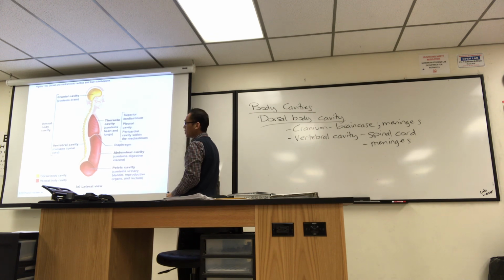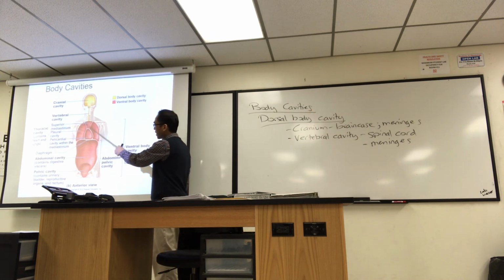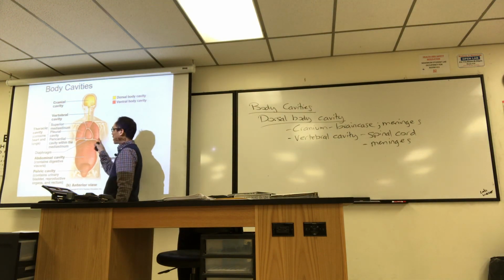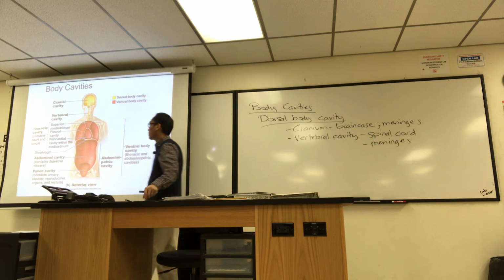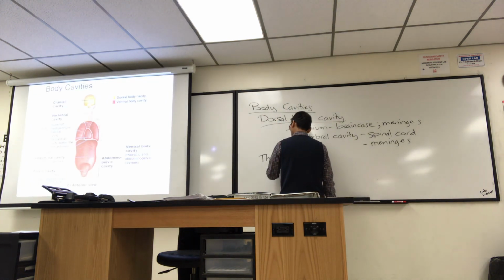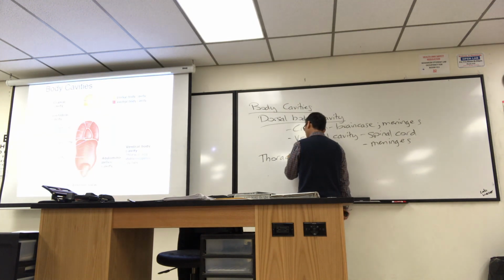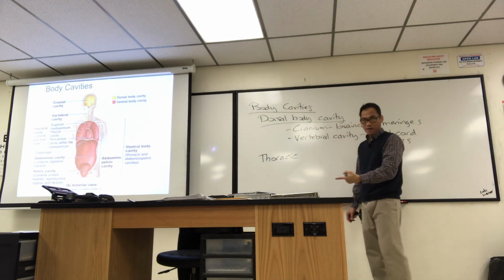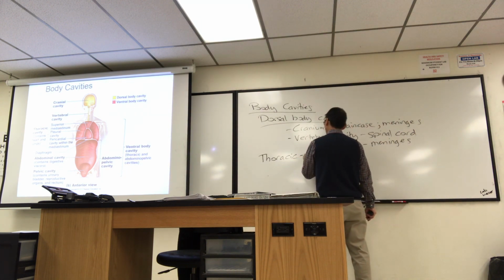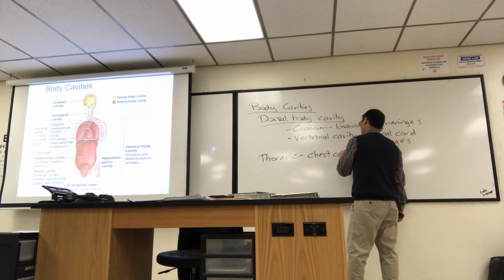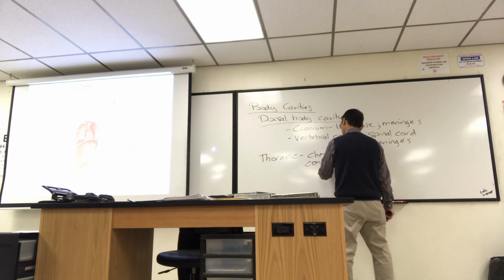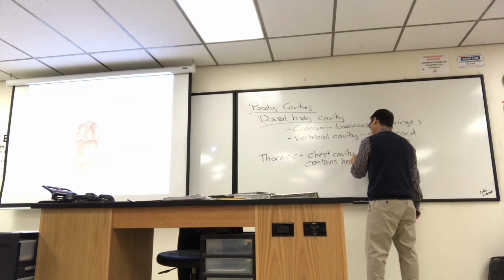Let's go back to this picture here and look at the thoracic cavity right there. Basically what we say for the thoracic cavity, that's where your heart and lungs are. Remove the rib cage and you can see it. Thoracic. Practice spelling, practice pronouncing. Don't add an extra letter in the middle. Okay. Thoracic. Chest cavity. Heart and lungs. Contains heart, lungs.